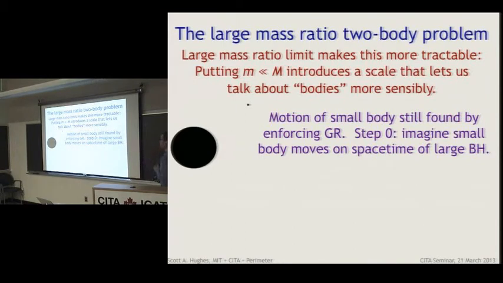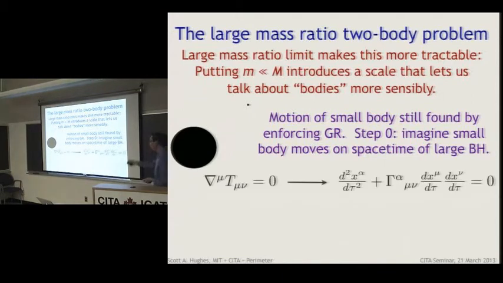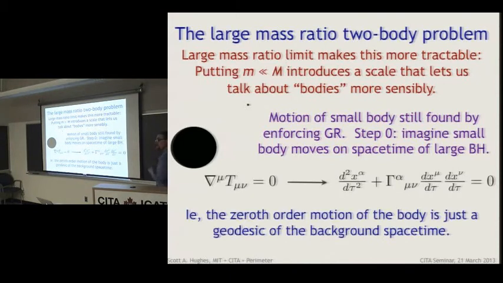So in this particular case, we still analyze our system the same way we did in the general case. We're going to imagine that we just have some initial configuration and we enforce the rules of general relativity. My zeroth order analysis of this system is I'm just going to say that the little body is moving on the space-time of the big body. When I require that the conservation laws be held, what I find is that the little body has motion that's governed by the geodesic equation of general relativity.